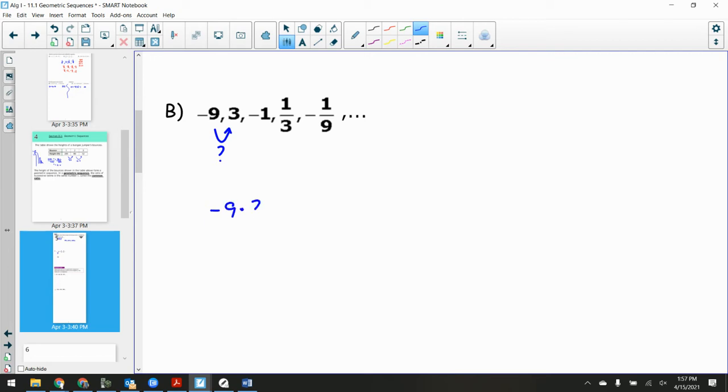Negative 9 times something is 3. Well, we divide over to the other side. This would be negative 3/9, or negative 1/3. And that's my common ratio. Don't say divided by 3. I know that's what you see, but don't say divided by 3, because that's not what's going to be your R value. The R value is going to be negative 1/3. The common ratio is going to be negative 1/3.